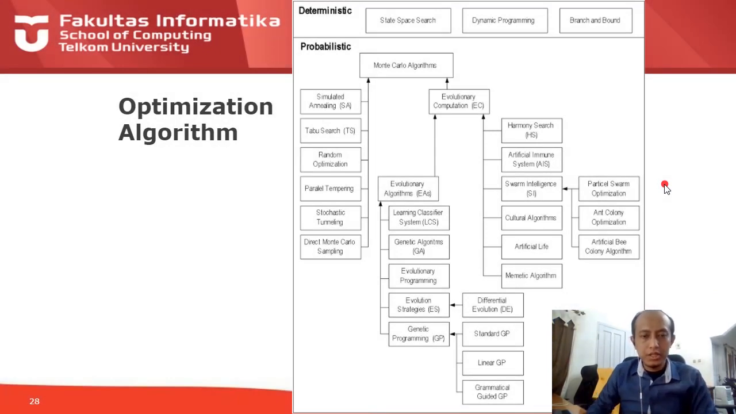So where does genetic algorithm fit in? We can classify optimization algorithms based on whether they are deterministic or probabilistic. Genetic algorithm is a probabilistic algorithm. It is part of evolutionary algorithms, which is part of evolutionary computation. Probabilistic algorithms are also called Monte Carlo algorithms, which is a way of saying they use random sampling.